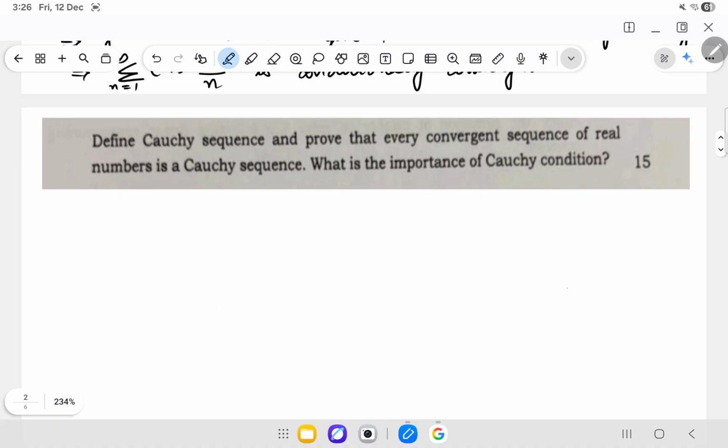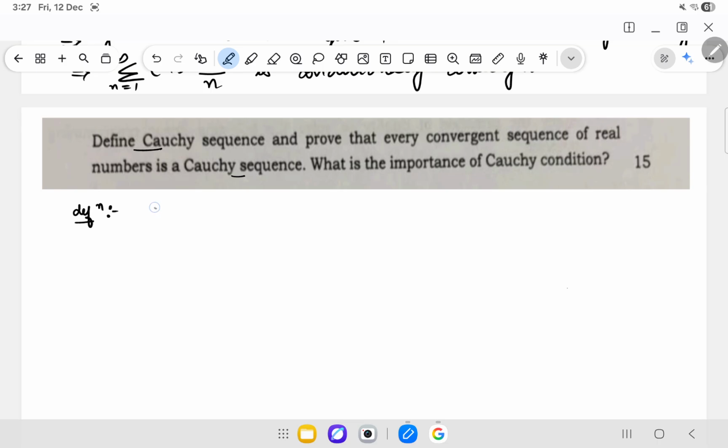So the next question is, define Cauchy sequence, and it further asks us to prove that every convergent sequence of real numbers is a Cauchy sequence. So first is to define Cauchy sequence, and second is to prove that every convergent sequence of real numbers is a Cauchy sequence, and it further asks us the importance of the Cauchy condition.